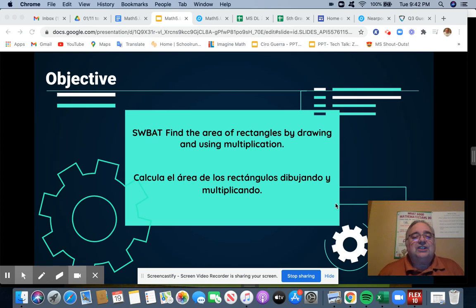Hey, students or scholars, we're going to be finding the area of rectangles by drawing and using multiplication. There's several different ways of doing this, and I'm going to be showing you a couple today. The reason we're doing this is we're getting you ready for the STAR test in March, and we've got to start practicing. Now, why do we always measure in square units?